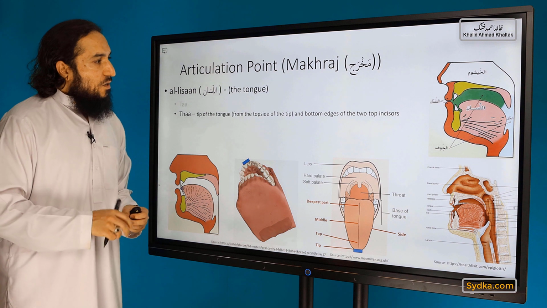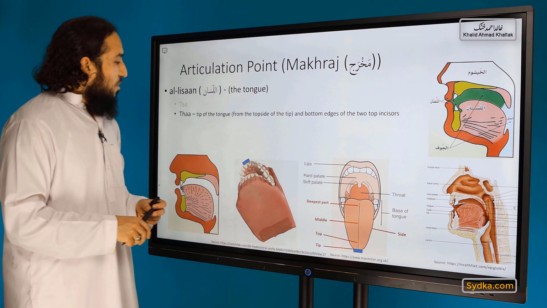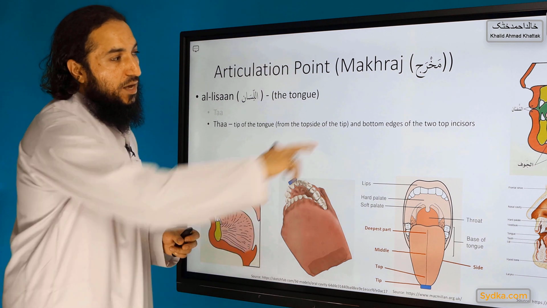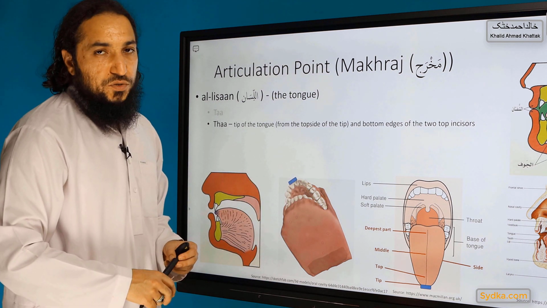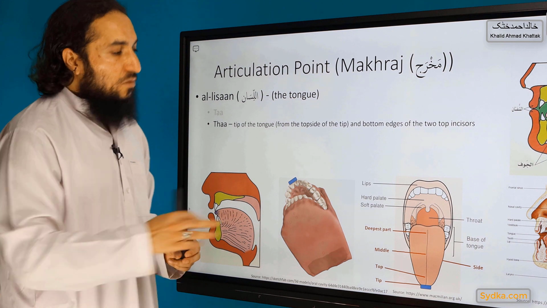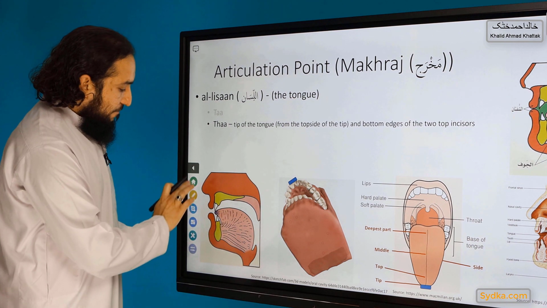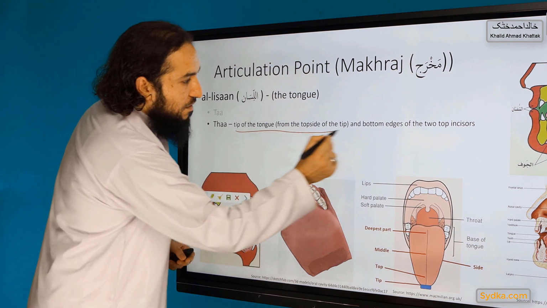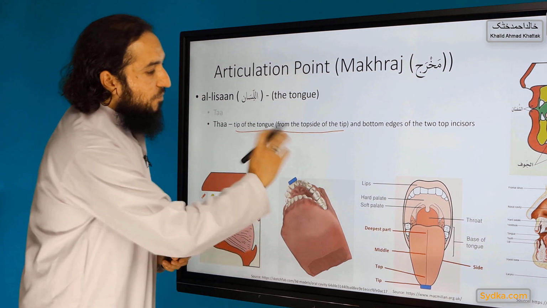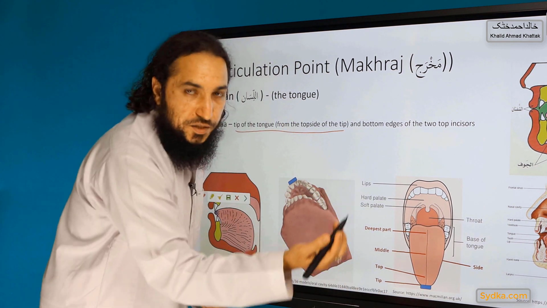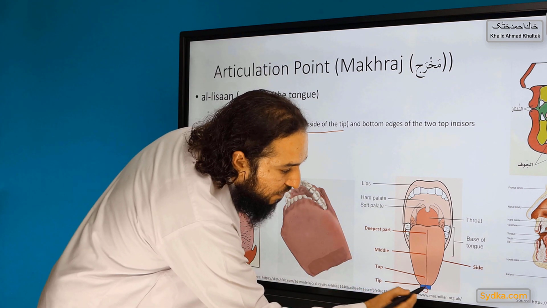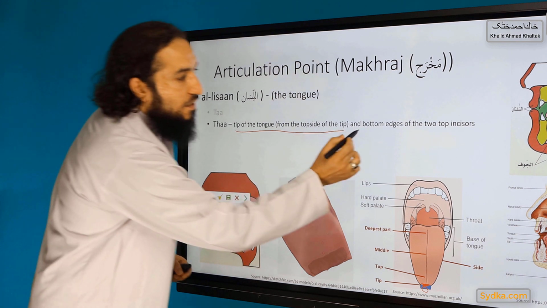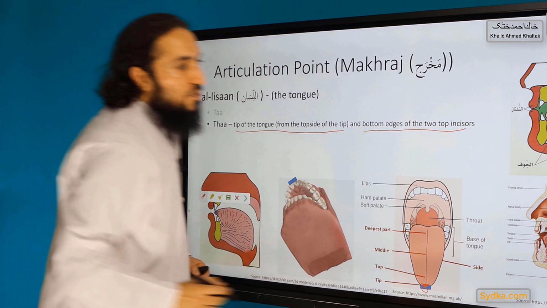So what are the Makharij? The Makharij is the tip of the tongue from the top side of the tip and the bottom edges of the two top incisors. So let me explain that to you. The tip of the tongue from the top side. So that's the tip of the tongue, as we explained in the previous. We take the top side of the tip of the tongue, and it says the bottom edges of the two top incisors.